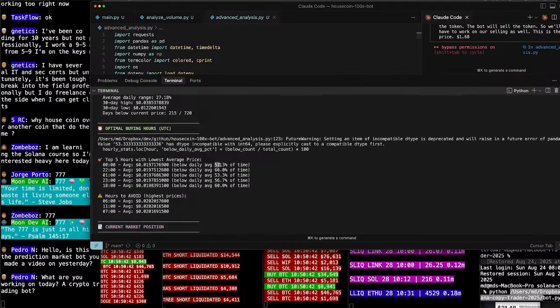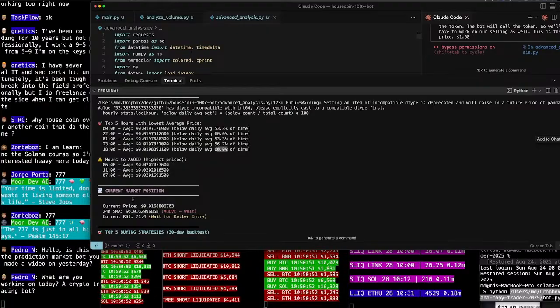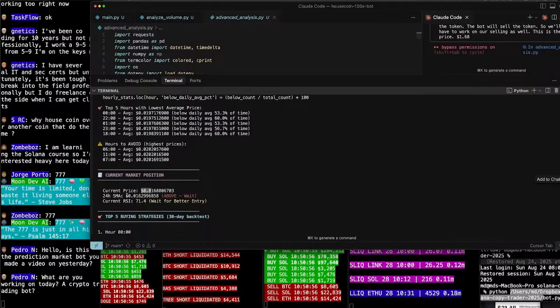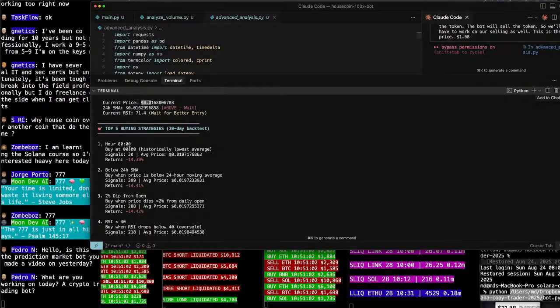Below daily average 53% of the times, 60% of the time at that time. Okay. Hours to avoid: 6, 11, 7. Current market position. Current price is 0.0168. 24 SMA above. Okay. Current RSI. Top 5 buying strategies here.